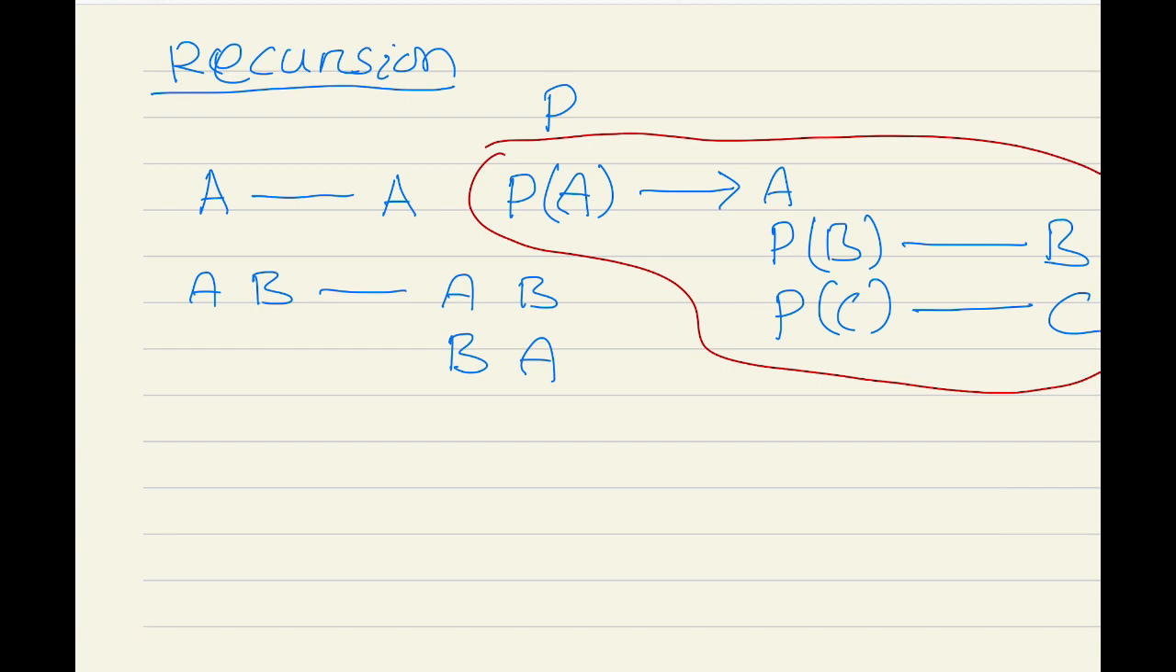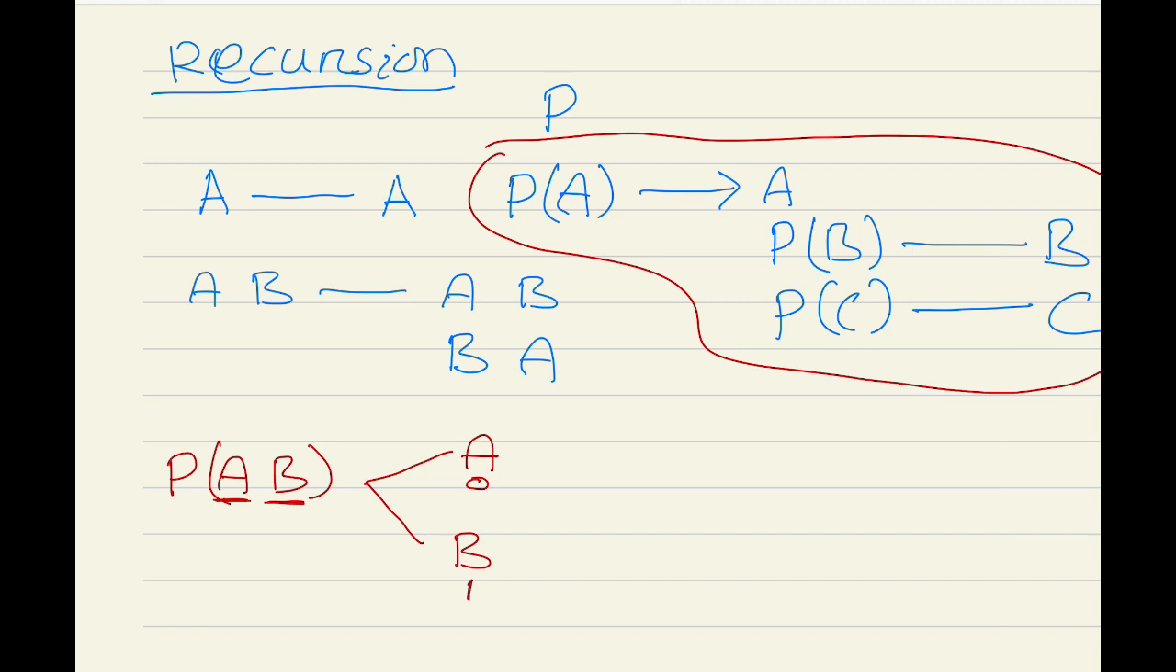Now if we write P of AB, for AB two permutations are possible, and the two are AB and BA. So here, if AB is given, we can either select A first or select B first. That means first we can select the character that is at index 0, then we select the character that is at index 1.